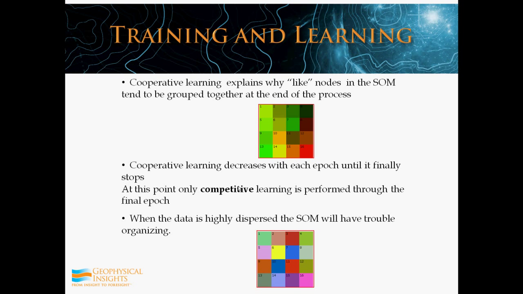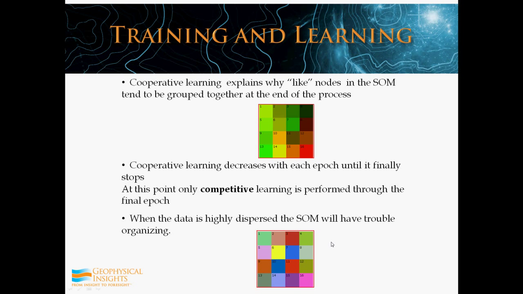At that point, the learning becomes competitive, and it stays competitive through the end of the final epoch until it's all done. What competitive learning means is that when a neuron wins, because it looks most like the incoming data point, it adjusts itself toward that data point, but it does not adjust its neighbors anymore.